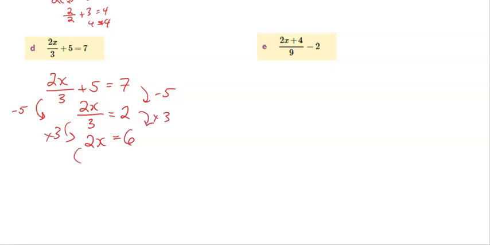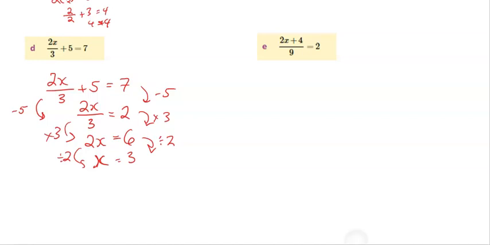That gives us 6, and then you can probably see where we're going with this. If we divide by 2, 2 divided by 2 is 1x, which is what that is, and 6 divided by 2 is 3. So x equals 3. If I were to substitute back in here, 2 times 3 is 6, divided by 3 is 2, plus 5 is 7. So it works.